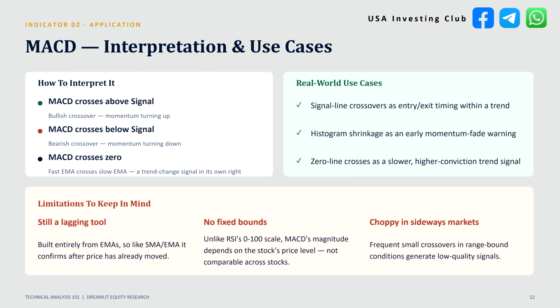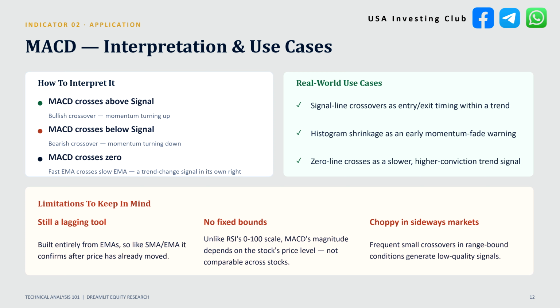In practice, traders use signal line crossovers to time entries and exits within an existing trend. They treat histogram shrinkage as an early momentum fade warning, often appearing well before price itself turns, and they use zero-line crosses as a slower, higher conviction confirmation of a genuine trend change. But MACD carries its own honest limitations. It's still fundamentally a lagging tool.